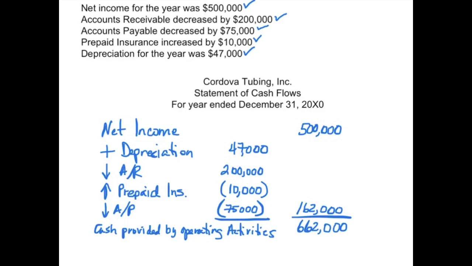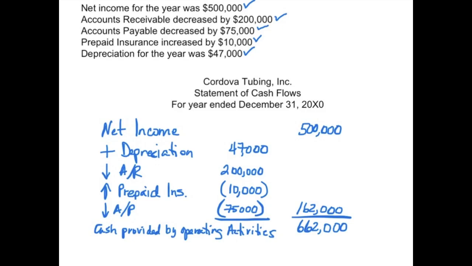Now we can add our total adjustments to net income, and they were $162,000. So our cash provided by operating activities in this case is $662,000. So remember, if this happened to be negative, we wouldn't say that this is cash provided by. It would be cash used by operating activities. And that follows through with the other sections of the statement of cash flows as well.